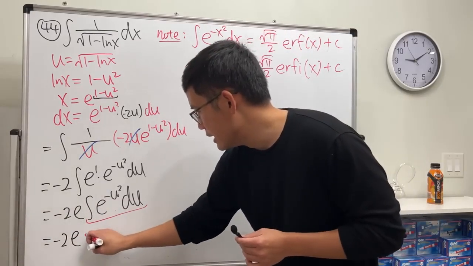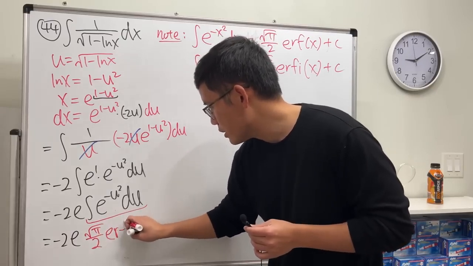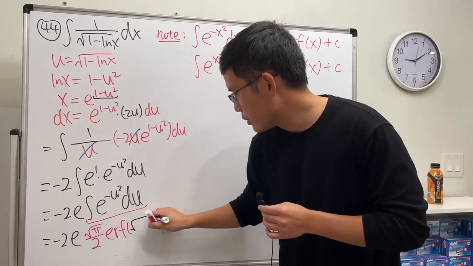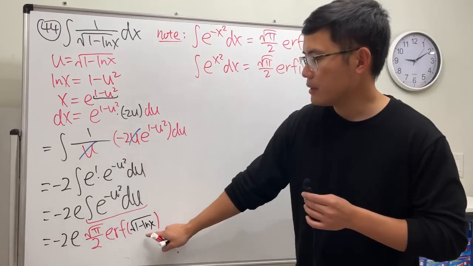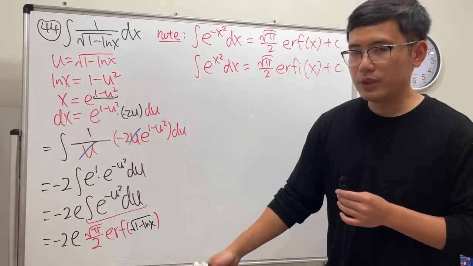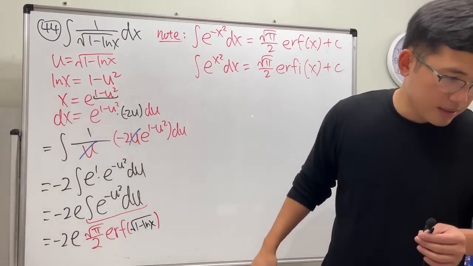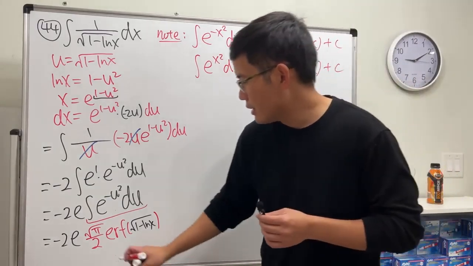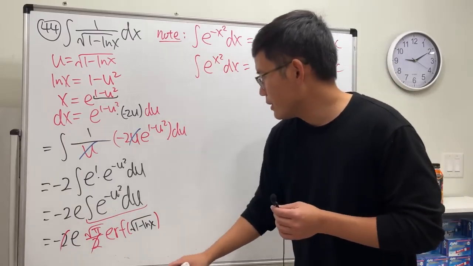This is square root of pi over 2, the error function of u, and u is that thing, which is square root of 1 minus ln x, right? U is that thing. And of course, if you would like, you can cancel out the 2. And that's pretty good. We can cancel out the 2.